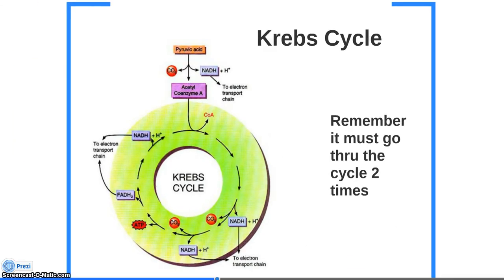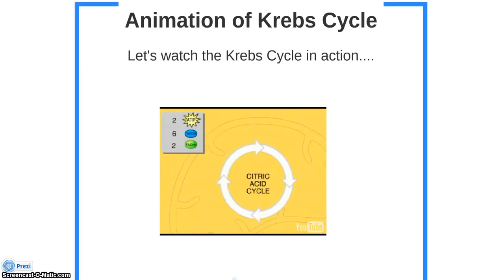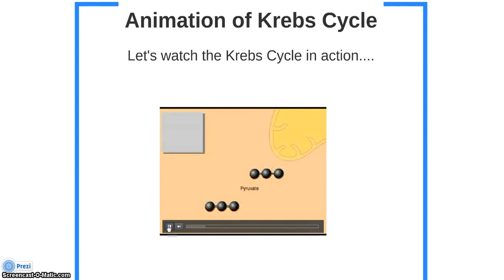Again, remember that it goes through the cycle twice. This is the cycle, so our pyruvic acid becomes acetyl-CoA. It goes through the whole entire cycle and breaks it down for the next step of the electron transport chain. And here is an animation.